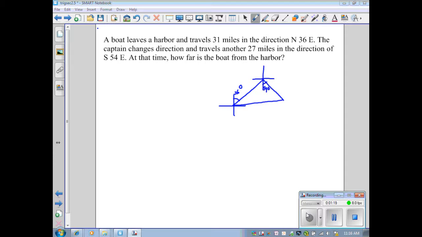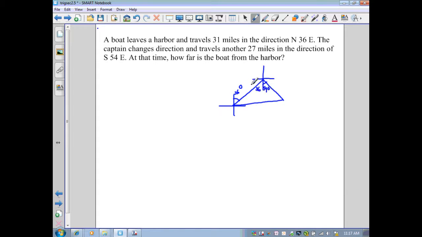From previous sections, we know that this north line and this north line are parallel, and we have a transversal. This angle, which is 36 degrees, and this angle, which will be 36 degrees, are called alternate interior angles. They are congruent. With that information, I know that this is my 54 degrees and 36 degrees. When I add those together, that gives me a right triangle.